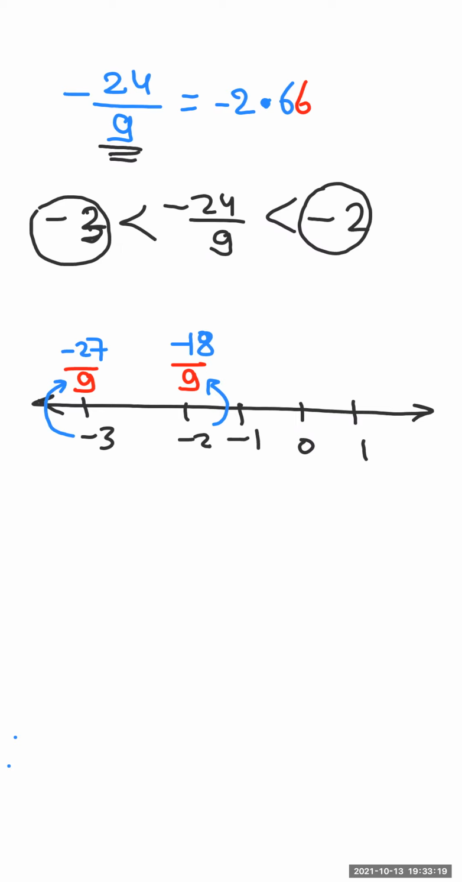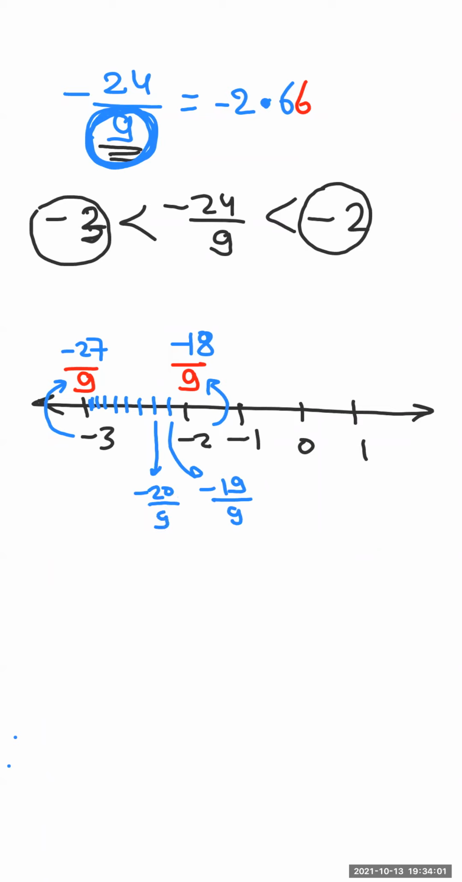Now, what will be the next step? I'm going to divide the distance between these two numbers into 9 equal parts, correct? Because the denominator is 9, so the number of parts will be 9 parts. Okay, so here, 1, 2, 3, 4, 5, 6, 7, 8, 9. Now start to write down the numbers. So the first one will be -19 over 9. This one will be -20 over 9.